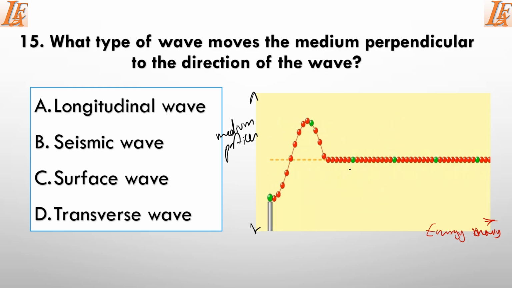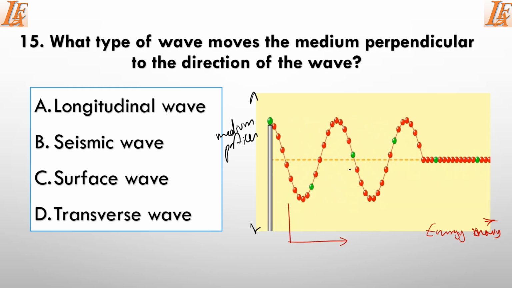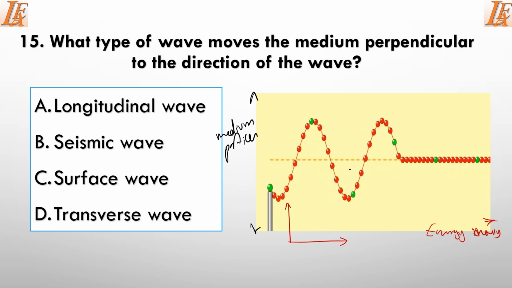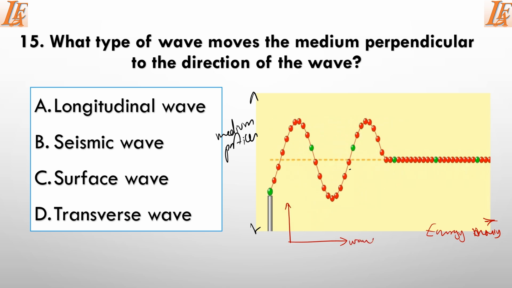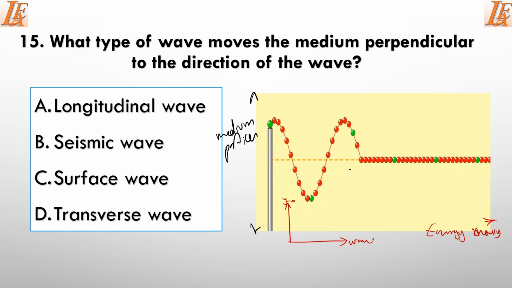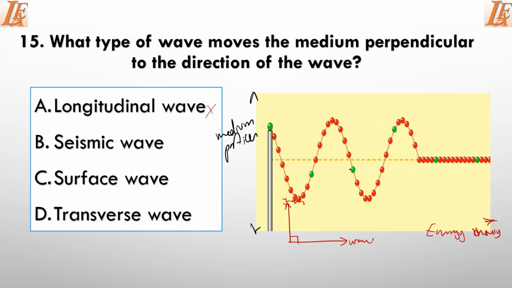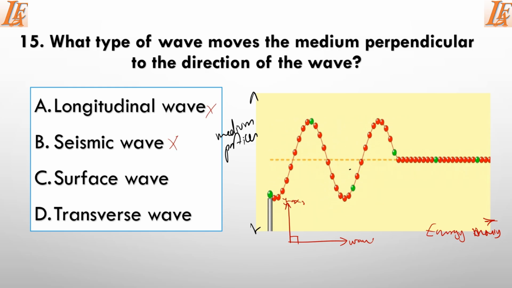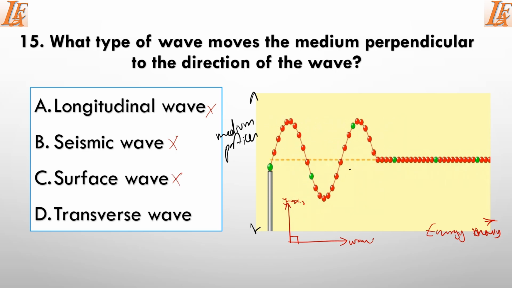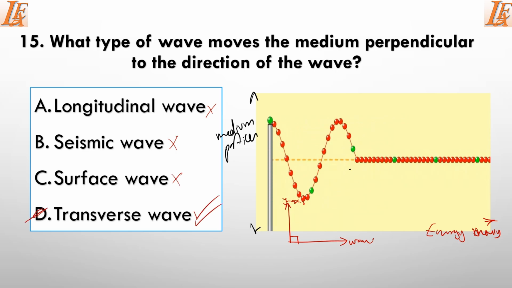Therefore, in this case, if we draw a very small Cartesian plane here, the wave is moving in this direction while the particles are moving in this y-axis. Therefore, in this case, this angle here is 90, which is perpendicular. And what type of wave do we have here on the screen? A, longitudinal wave, wrong. Seismic wave, wrong. Surface wave, wrong. Transverse wave, this is correct. It's a transverse wave whose medium particles move perpendicular to the direction in which the energy or the wave is moving.